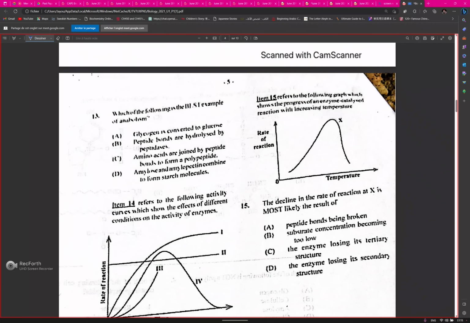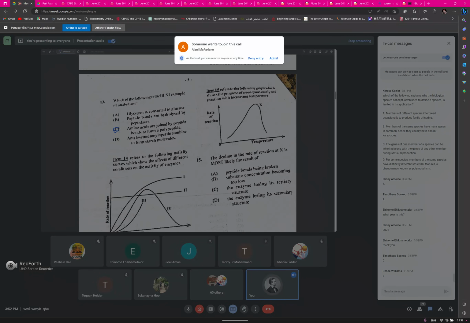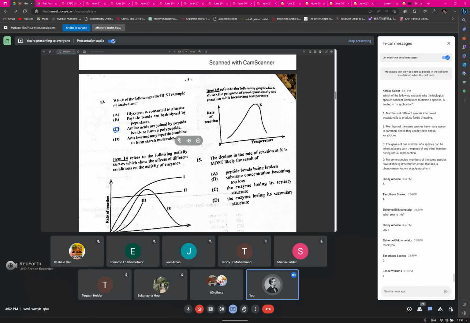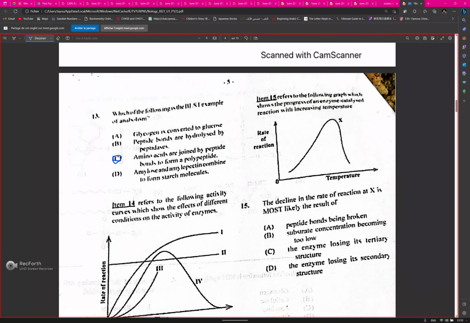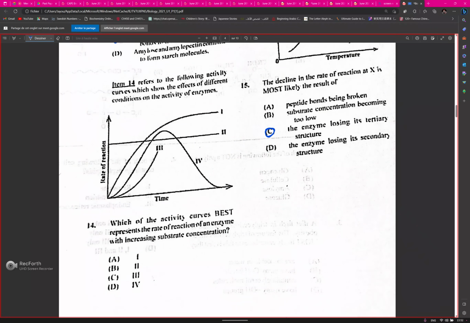13. Which of the following is the best example of anabolism? C, amino acids joined together. Alright. So 15 here. I'm just going to go across to make it smoother than scrolling up and down each page. The decline in the rate of a reaction at X is most likely the result of C, loss of tertiary structure.